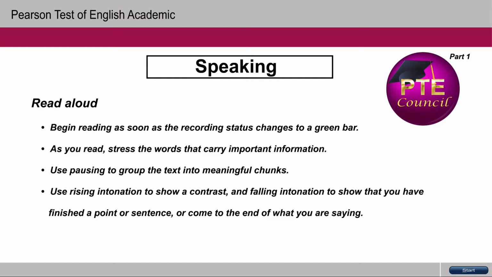Part 1. Speaking practice. Read aloud. Begin reading as soon as the recording status changes to a green bar. As you read, stress the words that carry important information. Use pausing to group the text into meaningful chunks. Use rising intonation to show a contrast, and falling intonation to show that you have finished a point or sentence, or come to the end of what you are saying.